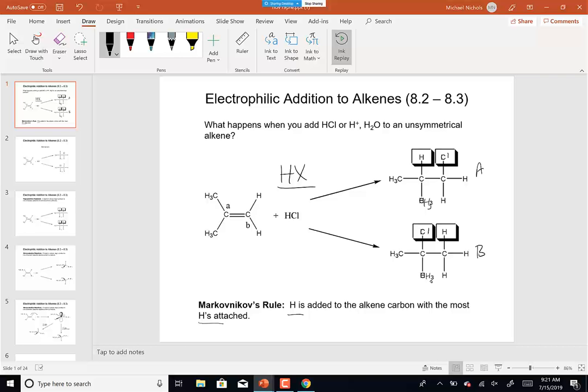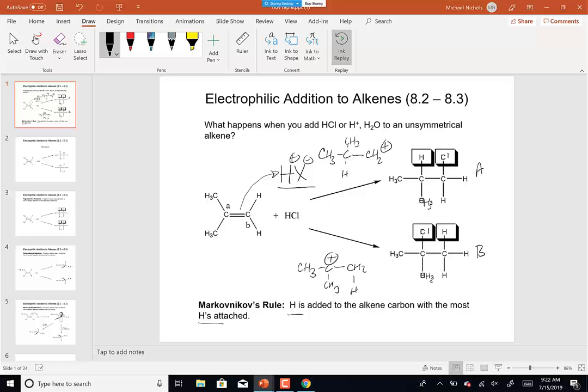And there's a mechanistic reason for that. The mechanistic reason is that when I add the H, for instance, to carbon A, this pair of electrons in the double bond is going to be used to bond the H. So when I take that pair of electrons and bond the H plus to carbon A, that means that carbon B gets a plus charge. And down here, if I added the H to carbon B, that means carbon A would get a plus charge.